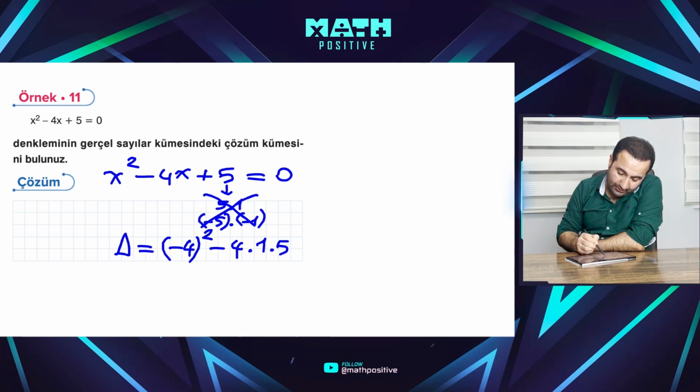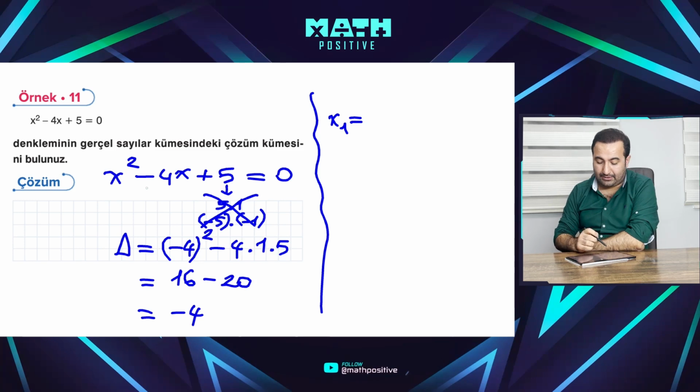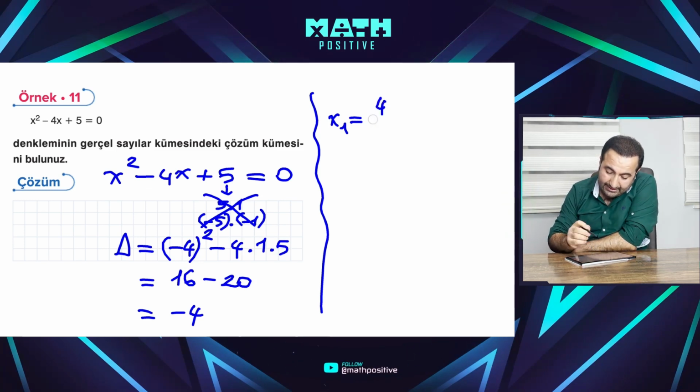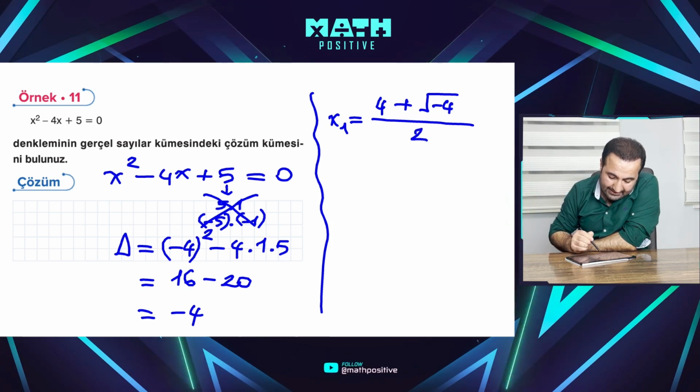Minus 4 squared minus 4 times a, which is 1, times 5. So the square of minus 4 equals 16, and 4 times 5 equals 20. We get minus 4 as our discriminant. So writing our roots, x1 equals minus b, minus minus 4, which is plus 4, plus square root of discriminant, which is minus 4, over 2a, which is 2.